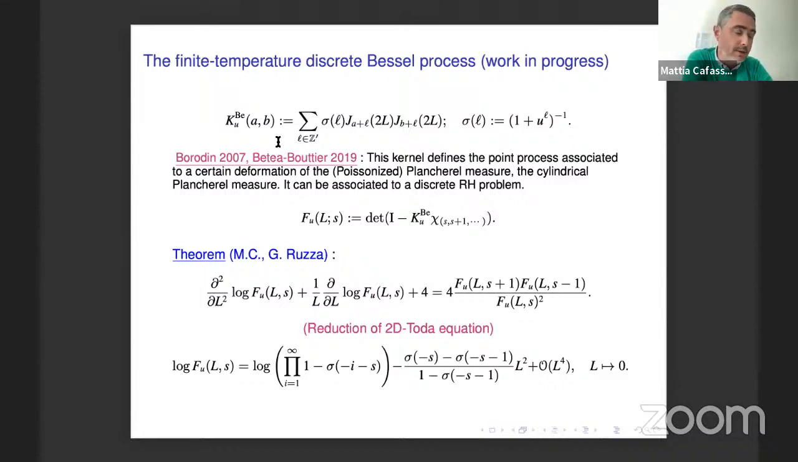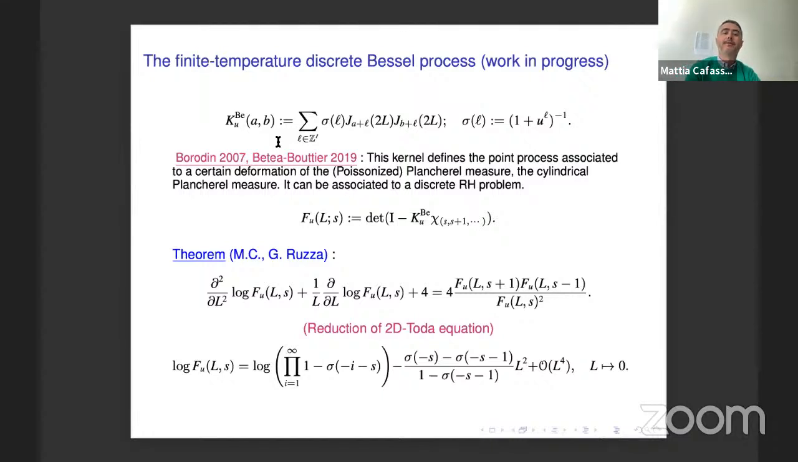And the interest from the point of view of applications is that these kernels define a certain point process, which is associated to a certain deformation of the Poissonized Plancherel measure on the space of Young diagrams.